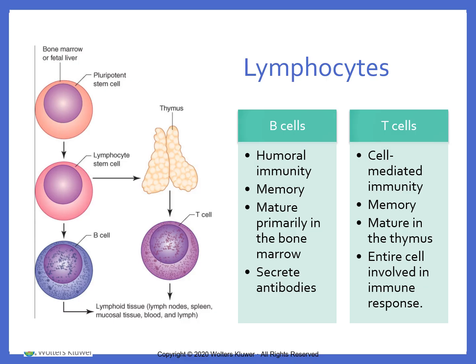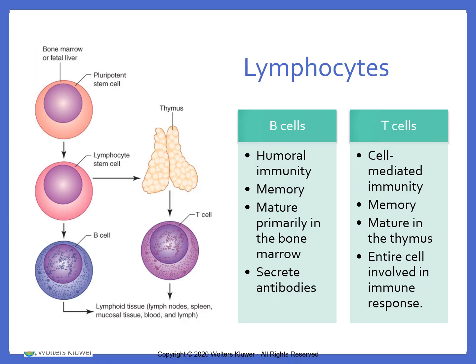So again, B lymphocytes are the humoral immunity. They have the ability to remember, they have memory. These B cells mature primarily in the bone marrow, and they secrete antibodies. T cells are part of that cell-mediated immunity. They also have memory. They mature in the thymus rather than the bone marrow. And in the case of T cells, they don't secrete antibodies. Instead, the entire cell is involved in the immune response.